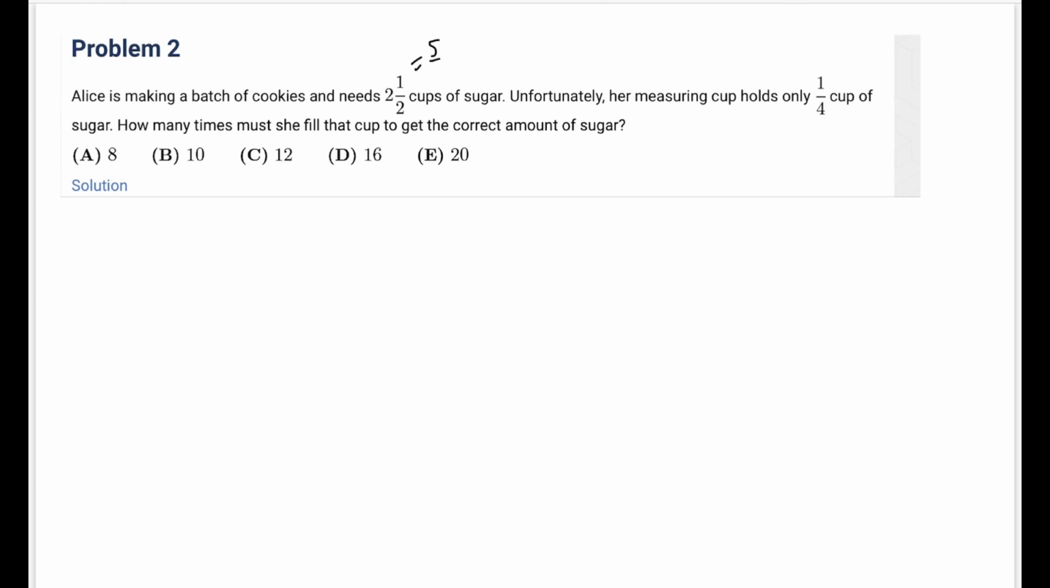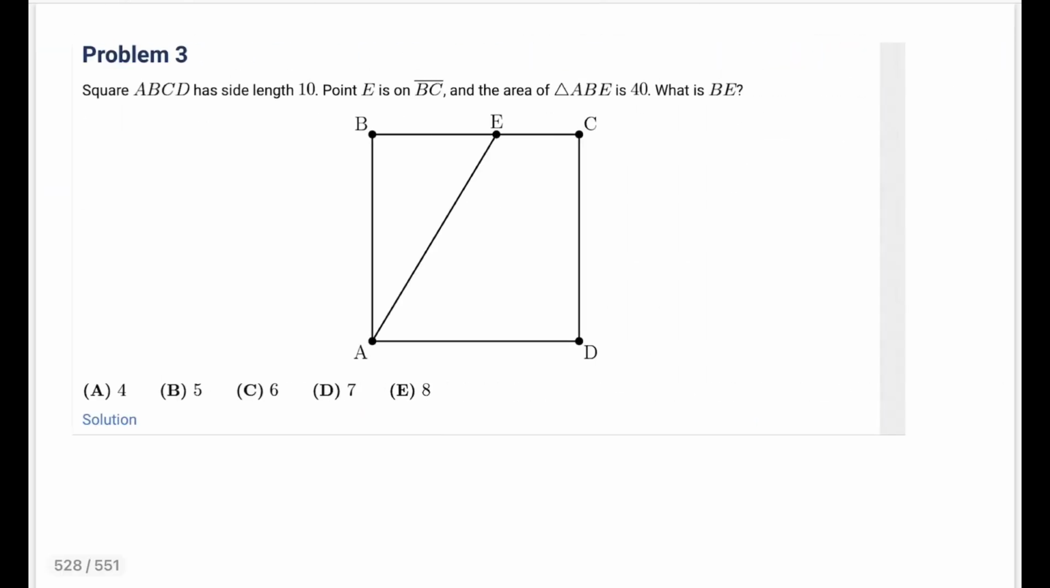Number 2, Alice is making a batch of cookies and needs 2.5 cups of sugar. This is 5 over 2, right? Unfortunately, her measuring cup holds only 1/4 cup of sugar. How many times must she fill that cup to get the correct amount of sugar? And so this is 10 over 4, so she needs to fill 1/4 cup 10 times. The answer is B.